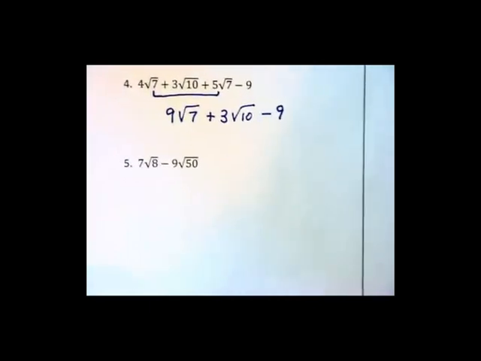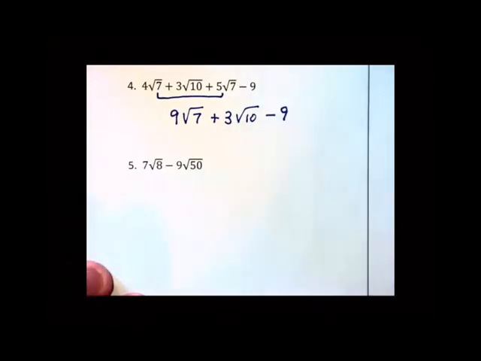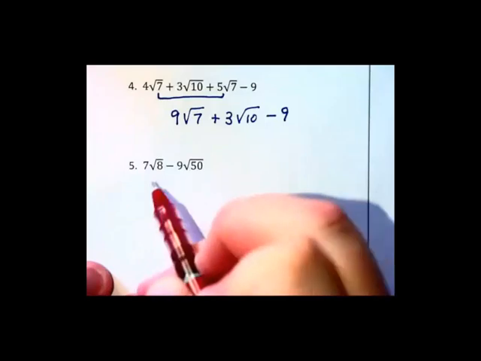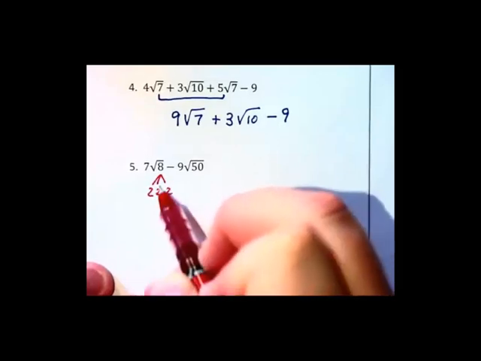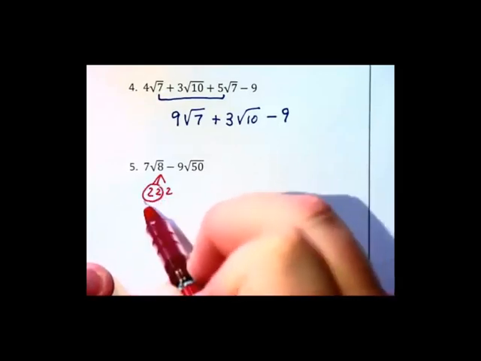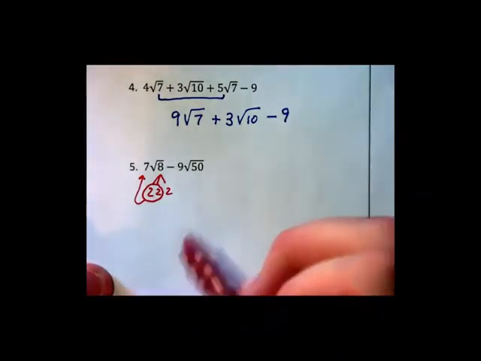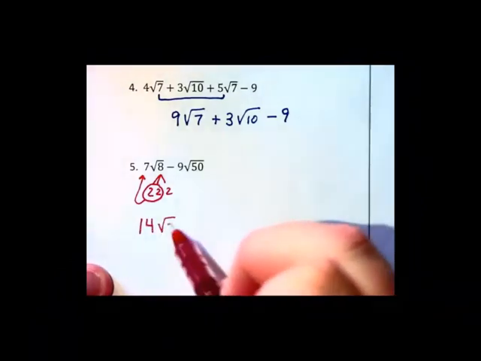Now I say that, and then we move on to number 5 here, and right off the bat we don't have the same thing inside. But in this case we can break the 8 and the 50 down. The 8 breaks down into, and I'm just going to make this 2 times 2 times 2. That pair of 2's comes out. It multiplies with the 7 that's out in front, and 7 times that 2 makes 14 root 2.